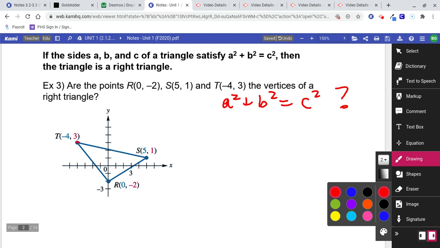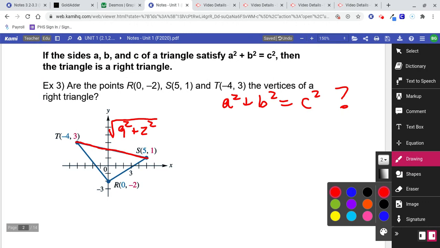So let's look at the distance between these 2 points right here. Look at the x numbers, -4 and 5. What's the distance between those two x numbers? 9. Very good. So I'm going to have 9 squared plus, and then look at the y numbers, 3 and 1. What's the distance between those y numbers? 2. So I'm going to have the square root of 9 squared plus 2 squared.